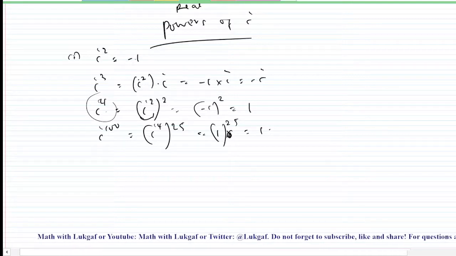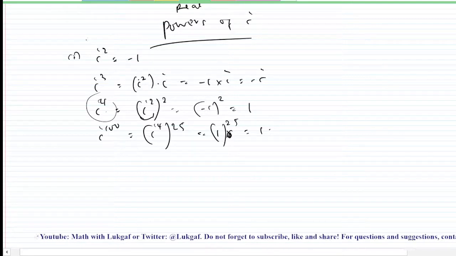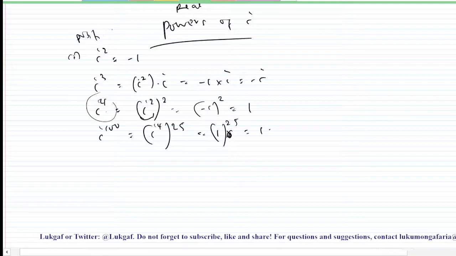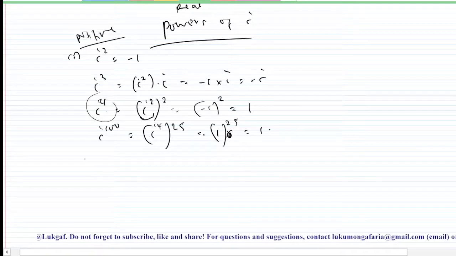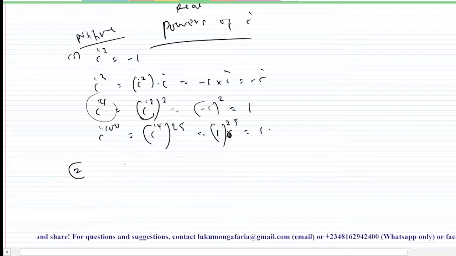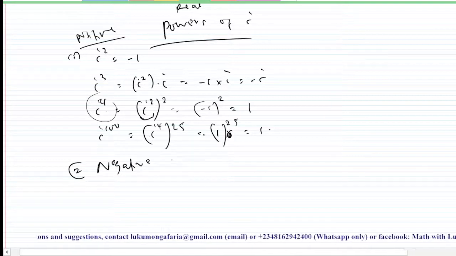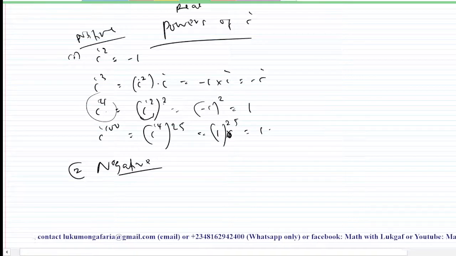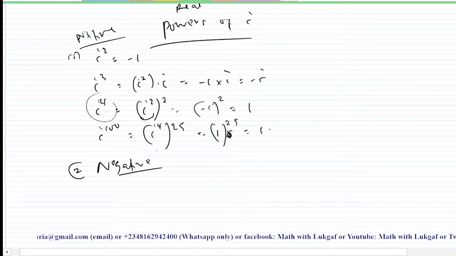So this was positive power of a complex number. What if I have negative power? That is not difficult to do as well, and it follows from what we had before.